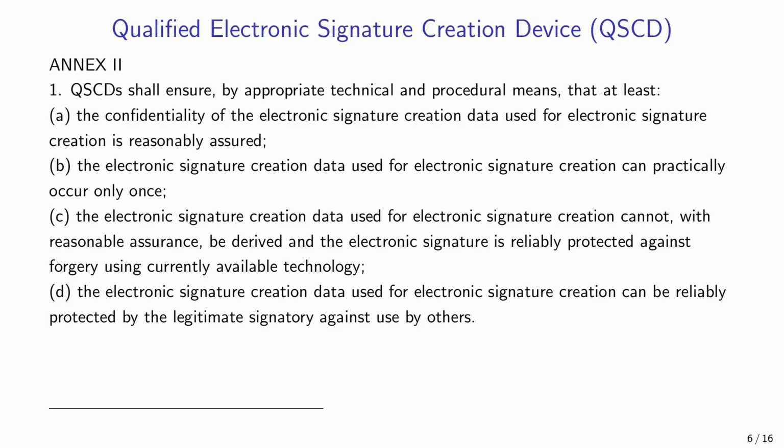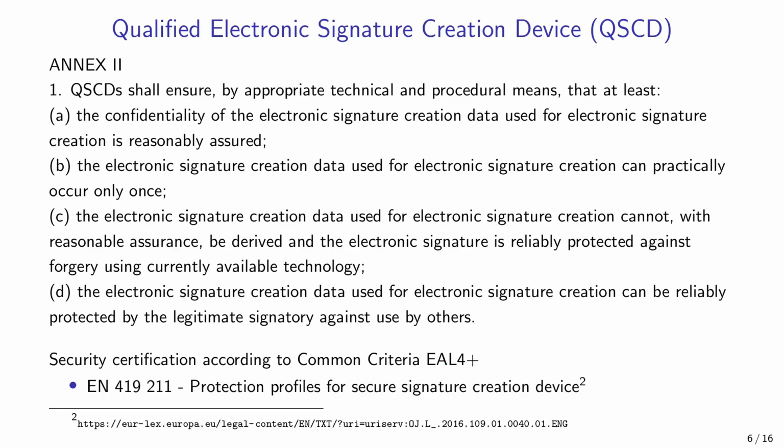Very good. So these are the requirements. But how can we know whether some device, for example, our ID card, satisfies them? eIDAS requires that these devices or products have to pass the security certification according to Common Criteria EAL4+, Evaluation Assurance Level 4 Augmented. And the eIDAS implementation decision points to a specific Common Criteria protection profile that must be used to evaluate the security of secure signature creation devices.